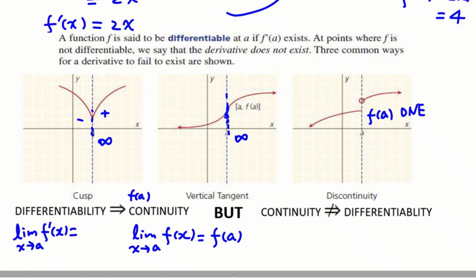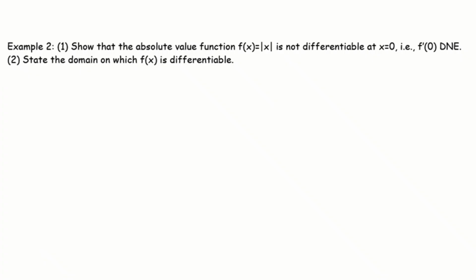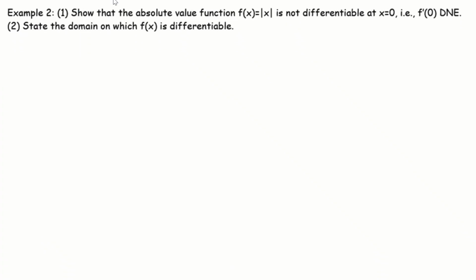Okay, so we are going to see the next question. We are going to see something like this: why it is not differentiable. Example 2, we are going to examine the absolute value function f of x equals absolute value of x. It's not differentiable at x equals 0. So f prime of 0, the slope of the tangent at x equals 0, doesn't exist.